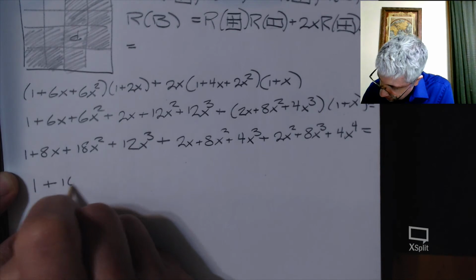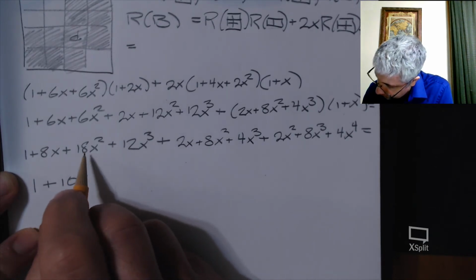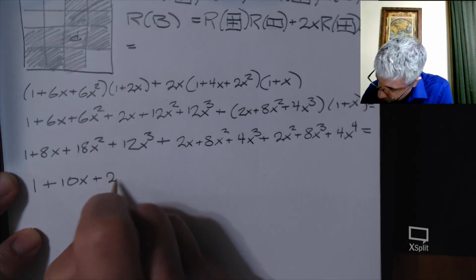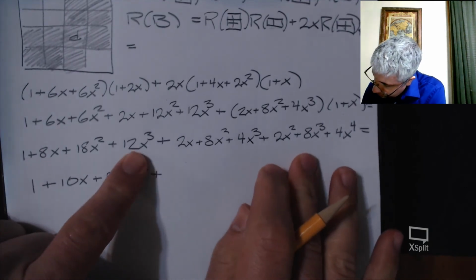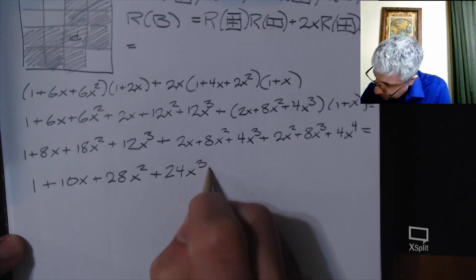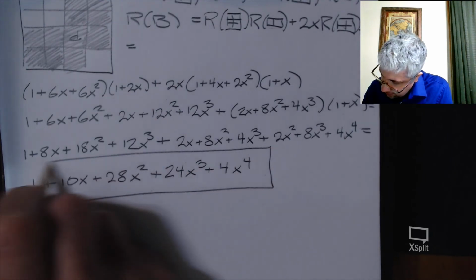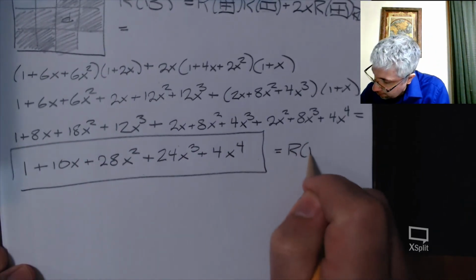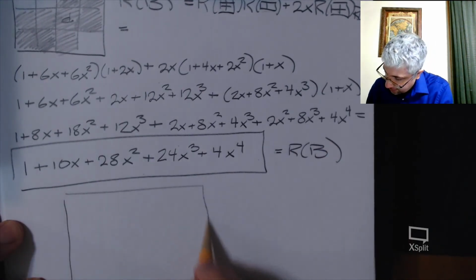So that'll give me a 10x total, and for x squared, I'm going to have an 18, a 2, so that's 20, and an 8. So 28x squared. And then let's see, I have an 8, a 12, so that's 24. And then just a 4 at the end. And that is my final answer. That's equal to my original board. And if you look, this does make a lot of sense.